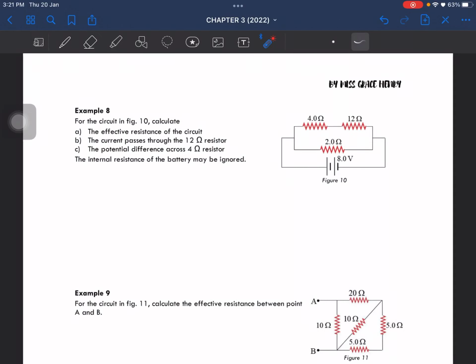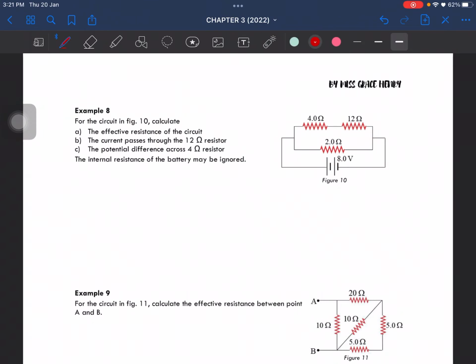Example 8, for the circuit shown here, we have to calculate the effective resistance of the circuit, the current passing through the 12 ohm resistor, and the potential difference across the 4 ohm resistor. Now this resistor here is connected in series, but this resistor and this resistor are not connected in series, because there is a wire connected in the middle here.